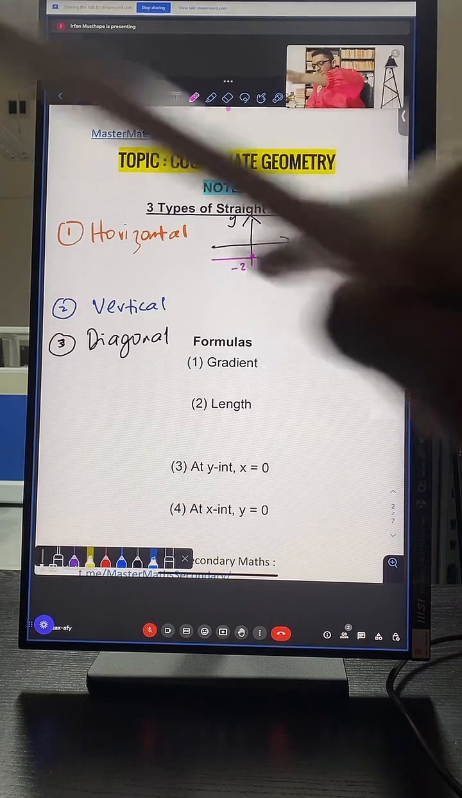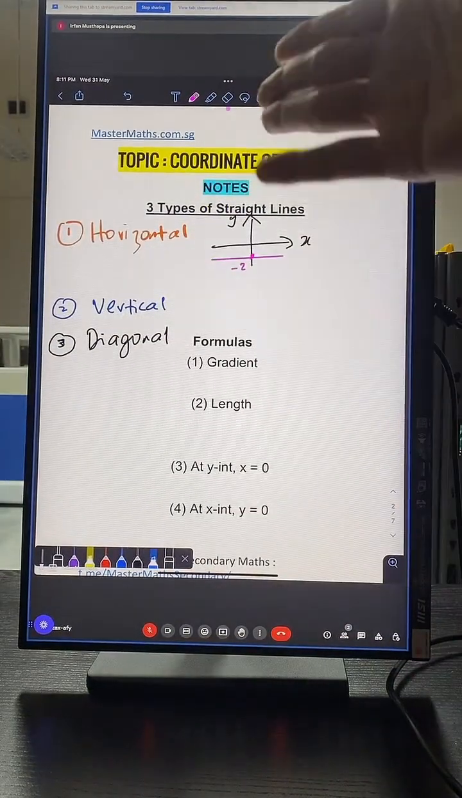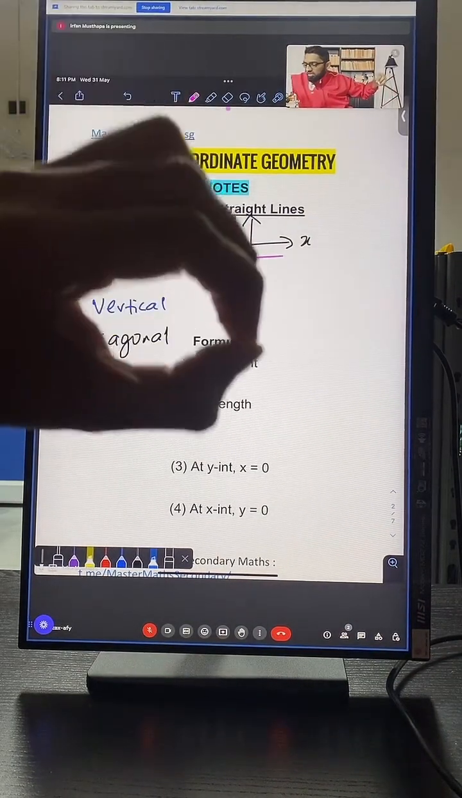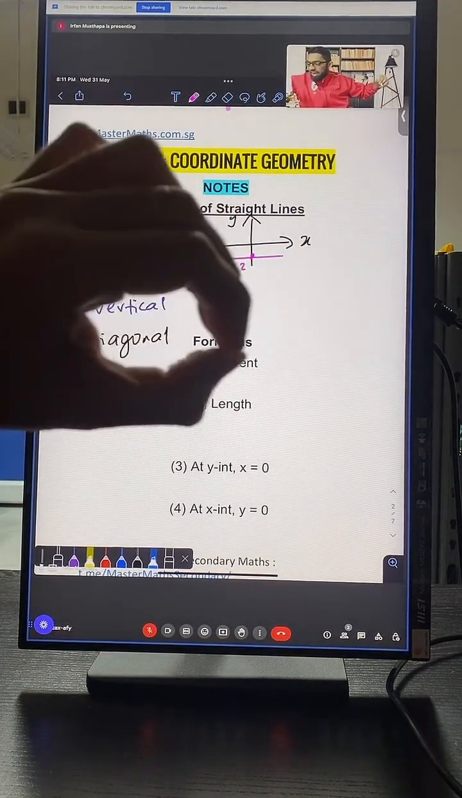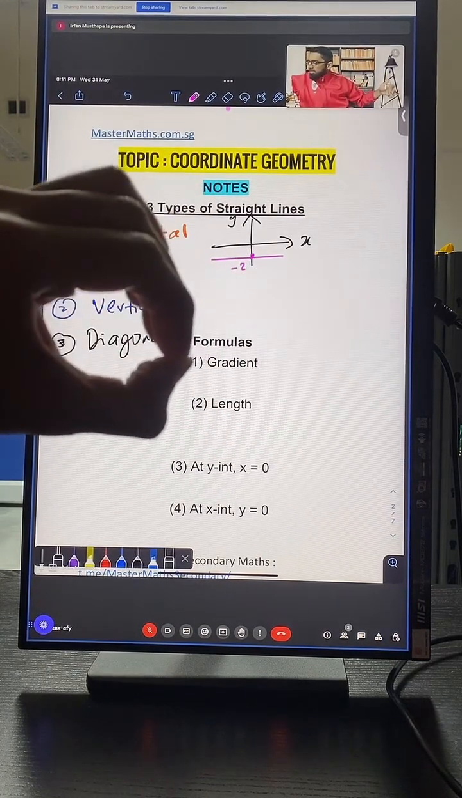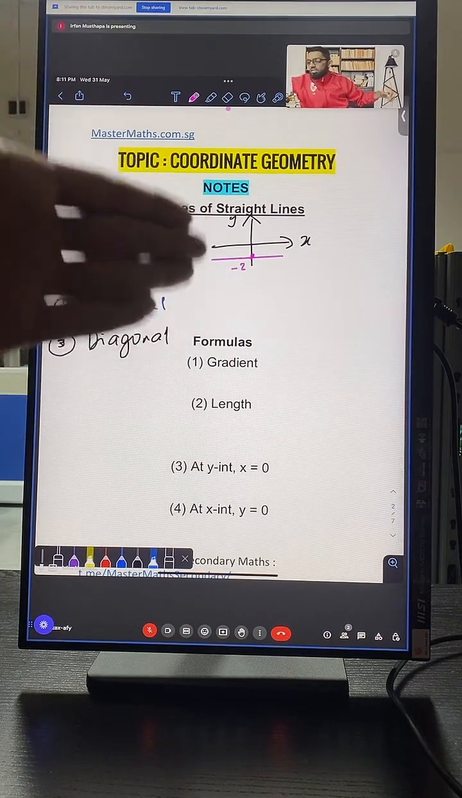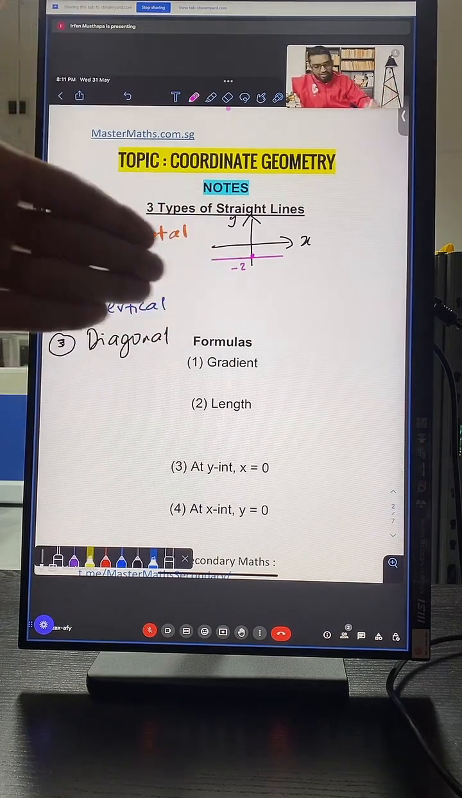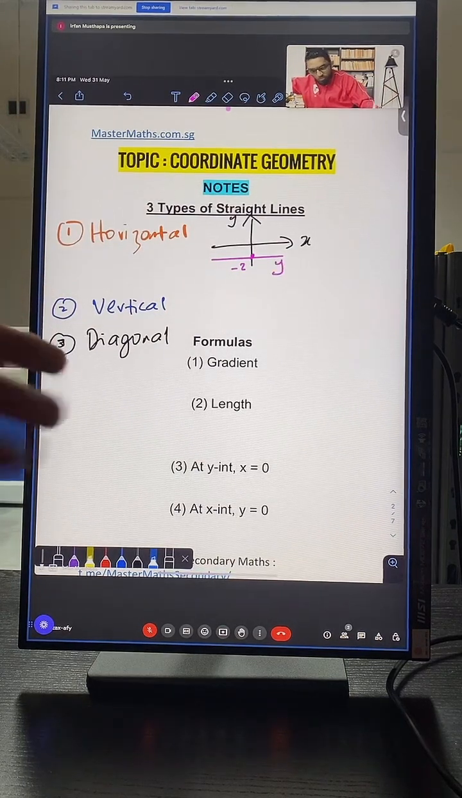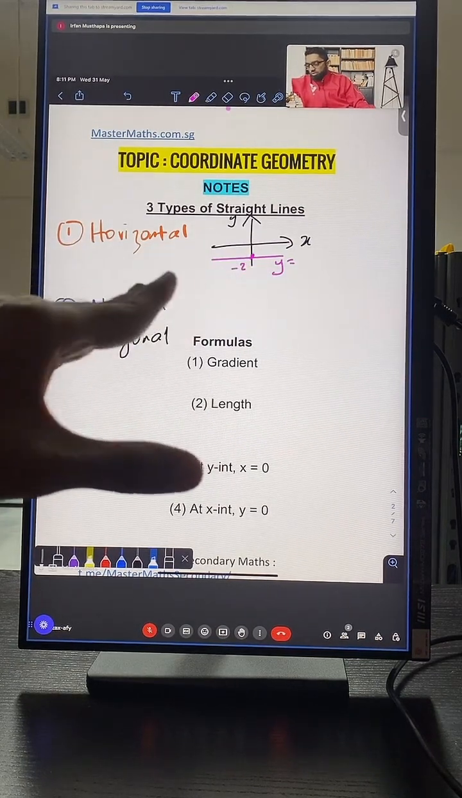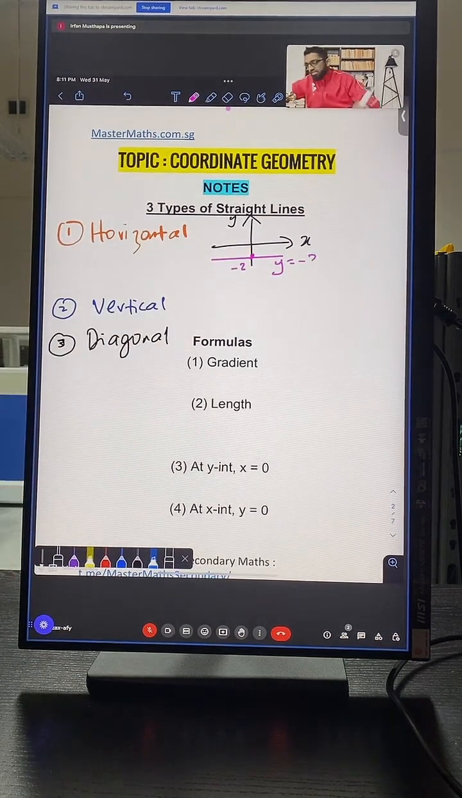For a horizontal line, no need to find the gradient. Remember in question 1, the gradient of a horizontal line is 0, nothing. So there's no gradient to find. How do I find the equation? It is so simple, because the equation of a horizontal line is just literally y equals to that particular value. Whatever value you see there, you just put that as your equation. It's just going to be y equals -2.